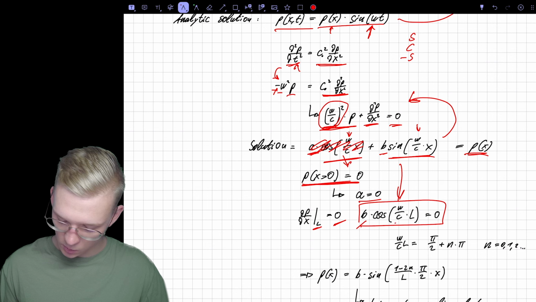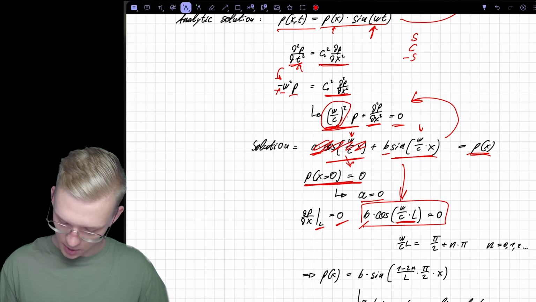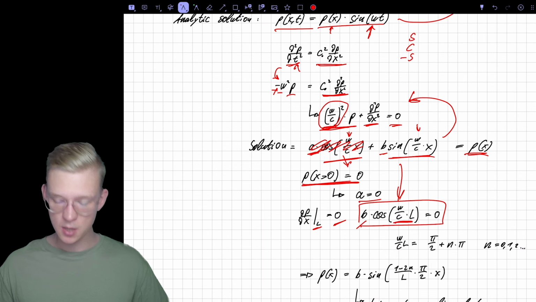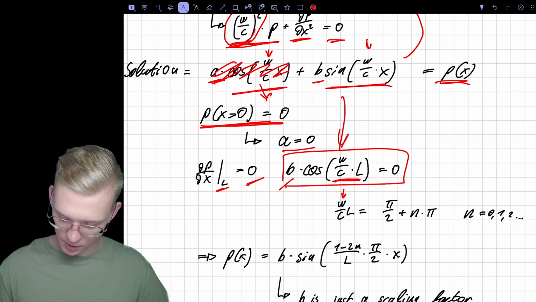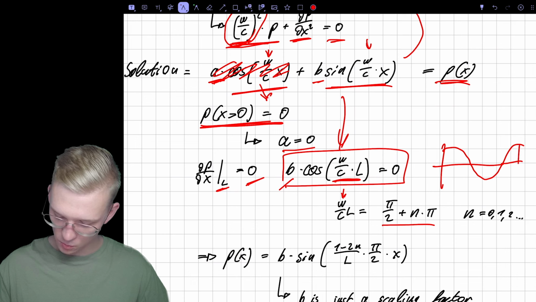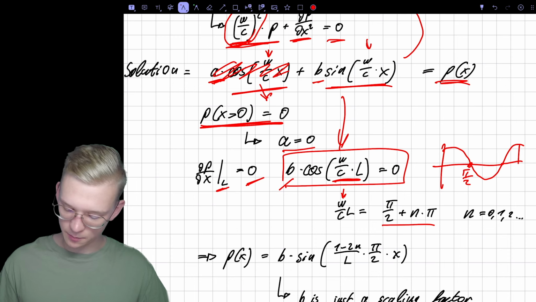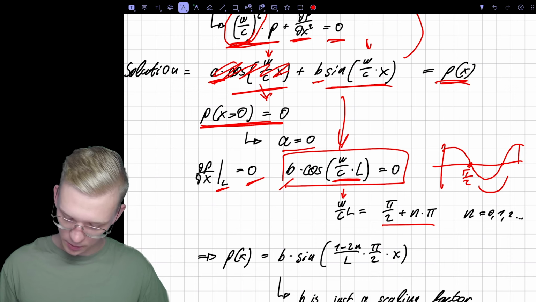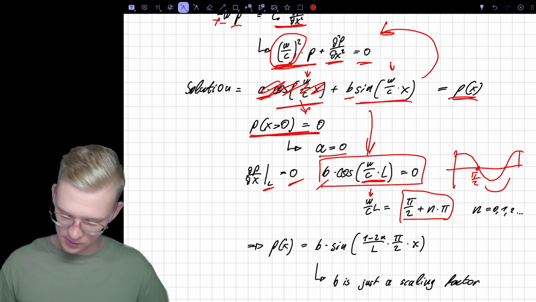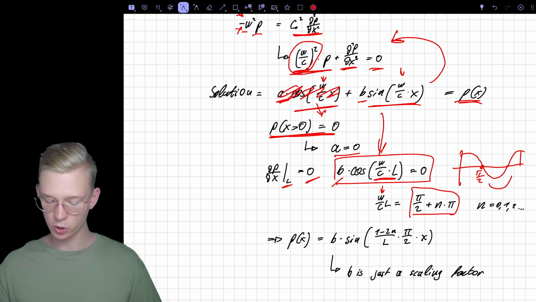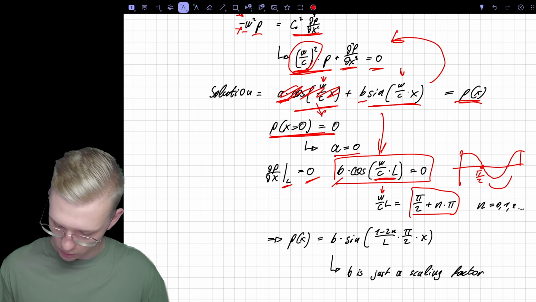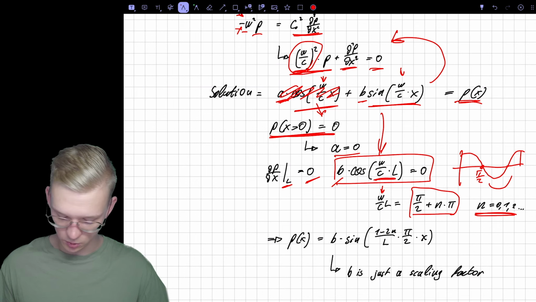We are interested in what our L and omega divided by c have to be for this to be 0. And we see that our cosine is always 0 at certain values. Let's draw a cosine. This is pi divided by 2. So pi divided by 2 plus every pi, we will get a new 0. So these are the values that will set our cosine to 0 and fit our boundary condition. This is true for n equal to 0, 1, and 2.